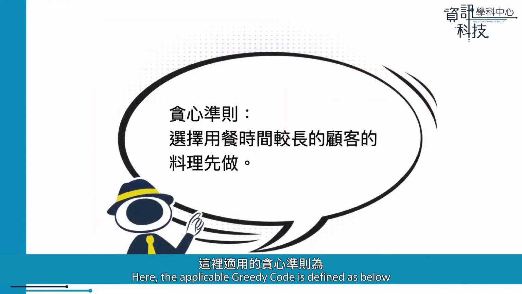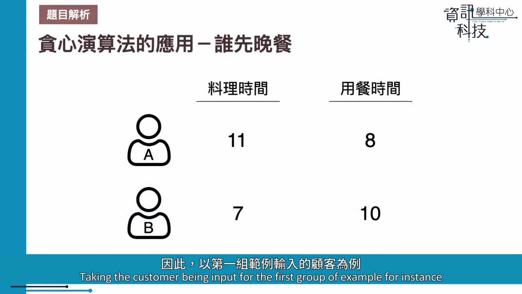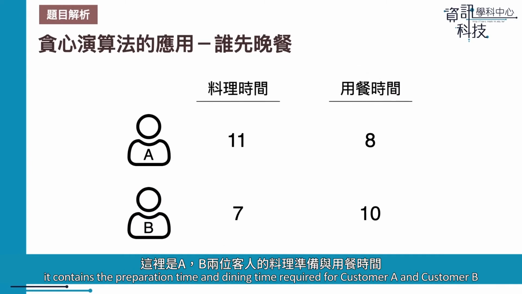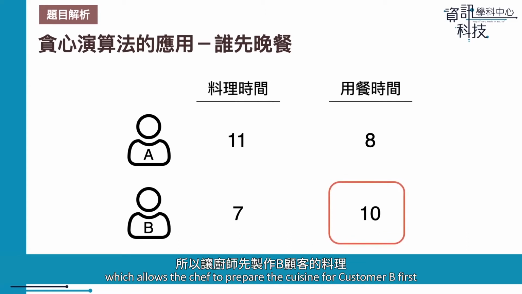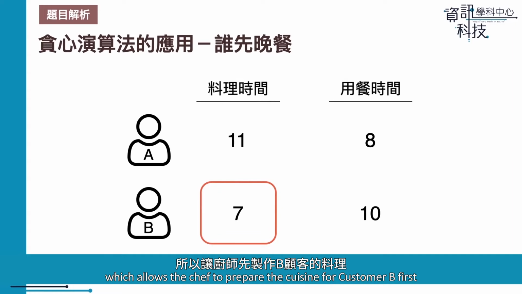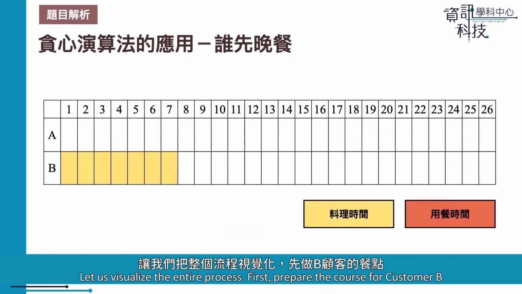Here, the applicable greedy code is defined as below. Prepare the cuisine for the customer requiring longer dining time first. Taking the first group of the input example, for instance, it contains the preparation time and dining time required for customer A and customer B. According to the greedy code, customer B requires longer dining time, which allows the chef to prepare the cuisine for customer B first. Let us visualize the entire process.